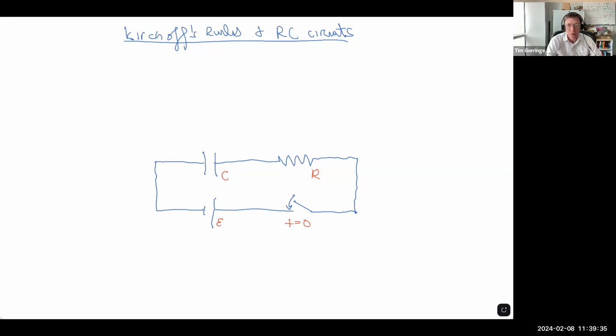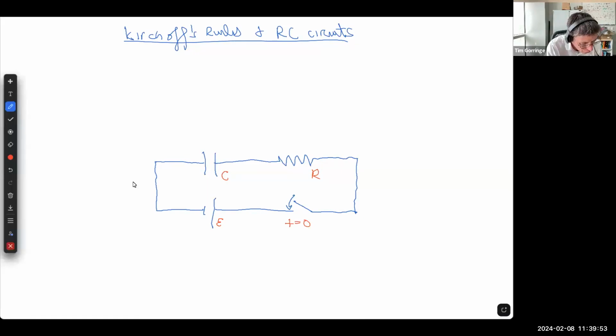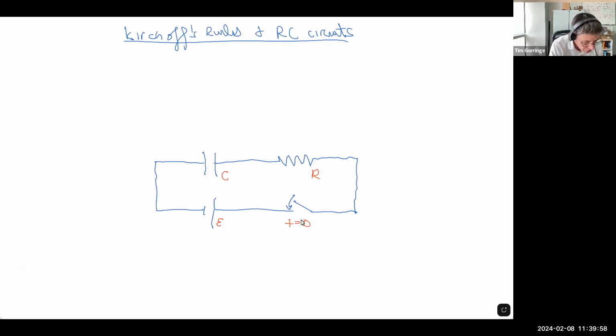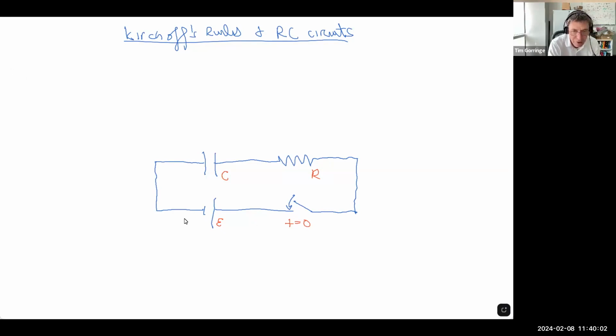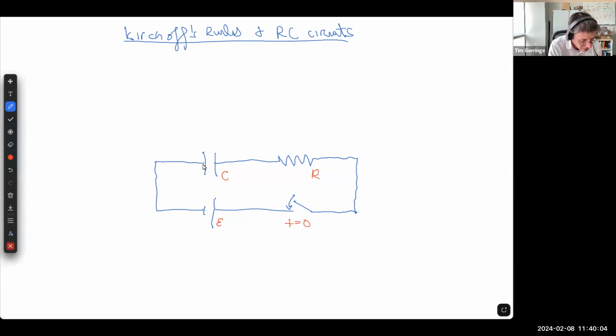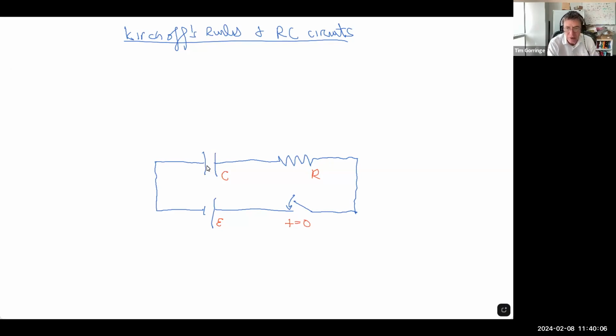I wanted to work through an example that involves applying Kirchhoff's rules for electrical circuits to the particular electrical circuit of an RC circuit for charging up a capacitor. That circuit's pictured in the figure here in the center of the whiteboard. That circuit has a switch, a battery on the lower arm of the circuit, and a resistor and a capacitor on the upper arm of the circuit.